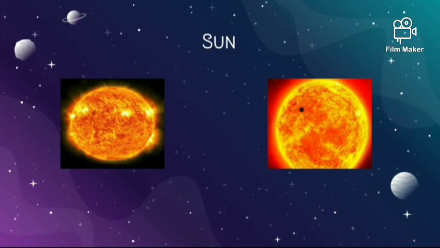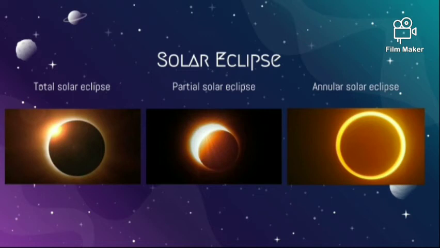The Sun is a giant star, with a diameter of 1.4 million kilometers. The Sun is the center of the solar system. A solar eclipse occurs when the Moon lies between the Sun and the Earth. This happens when the Sun, the Moon, and the Earth are perfectly aligned, and when there is a new moon. There are three types of solar eclipse: total solar eclipse, partial solar eclipse, and annular solar eclipse.